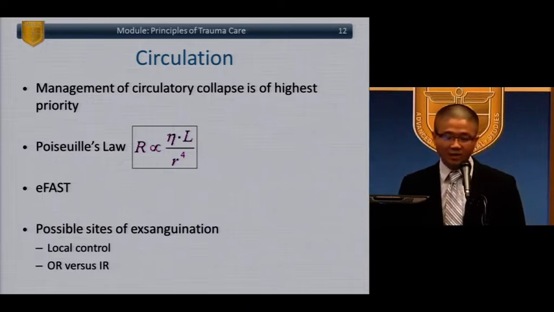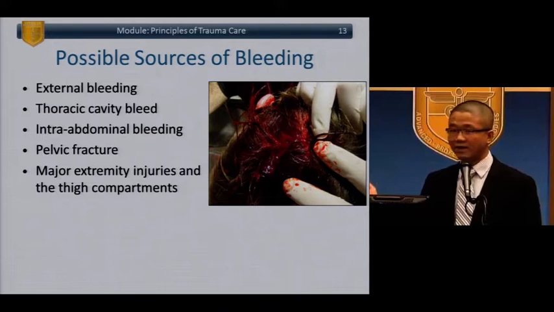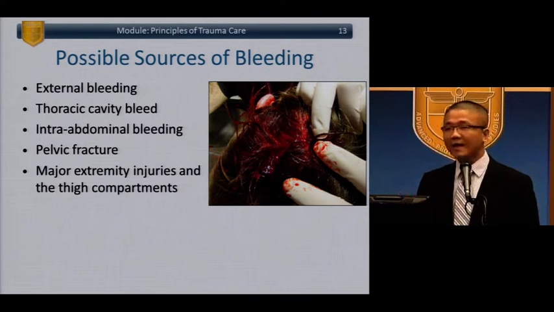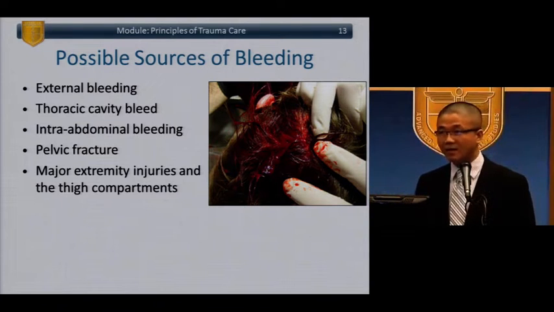Possible sites of exsanguination, it leads you to this slide, right? So external bleeding that we may not have seen at the scene, wherever the EMS picked the patient up. Clearly thoracic, abdominal, pelvic fractures, and major extremities, the thigh can carry liters of blood, right?